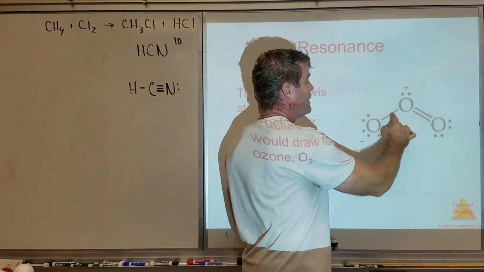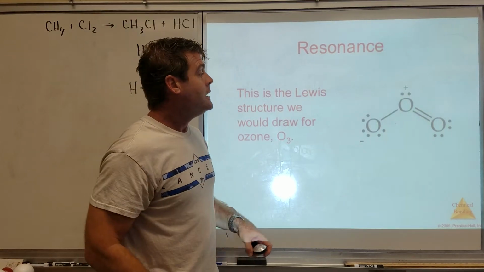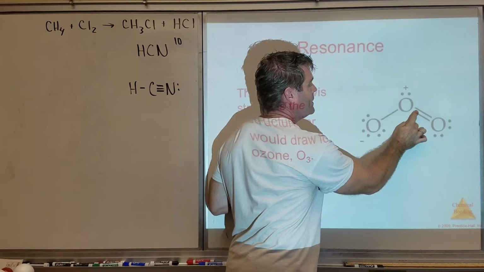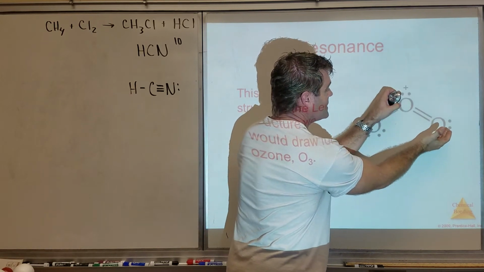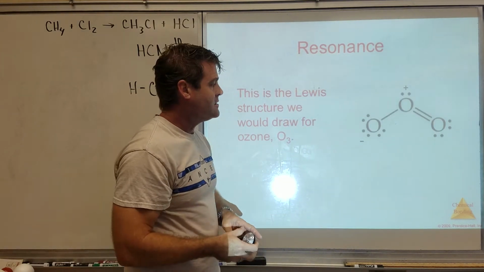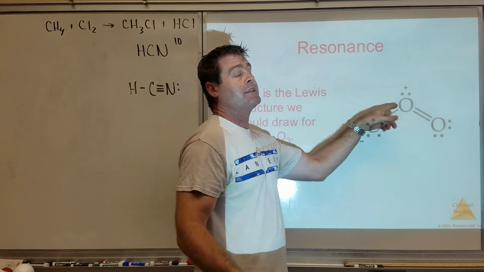Because rather than sharing one pair of electrons, it's sharing two pairs of electrons. And not only is it stronger, you can imagine it's also going to be shorter. If these are sharing two pairs of electrons, you can expect the oxygen atoms to be drawn closer together because of the extra strong attraction, the strength of the bond.